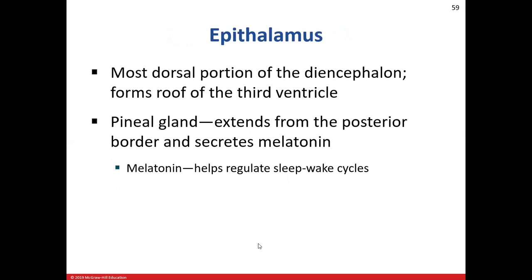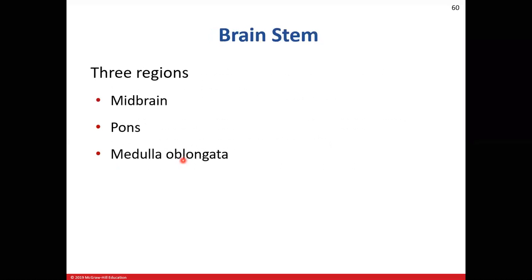So then we get to the epithalamus. Now the epithalamus is the most dorsal portion of the diencephalon and helps to form the roof of the third ventricle. It does contain the pineal gland, which extends from the posterior border, and the pineal gland really secretes melatonin. And melatonin aids in the regulation of our sleep and wake cycles. So that was our diencephalon.